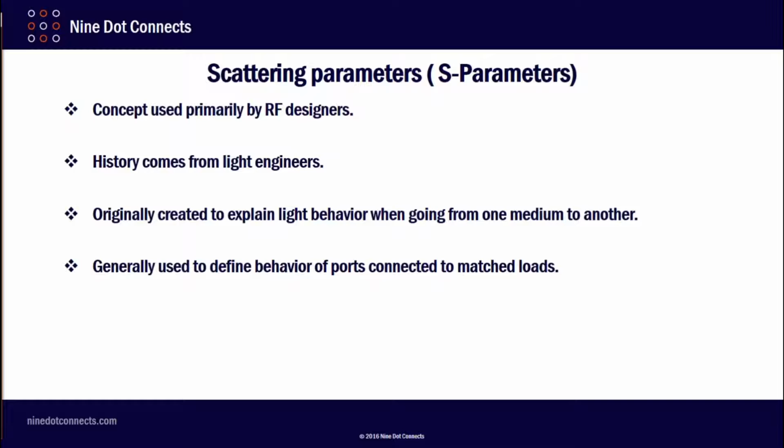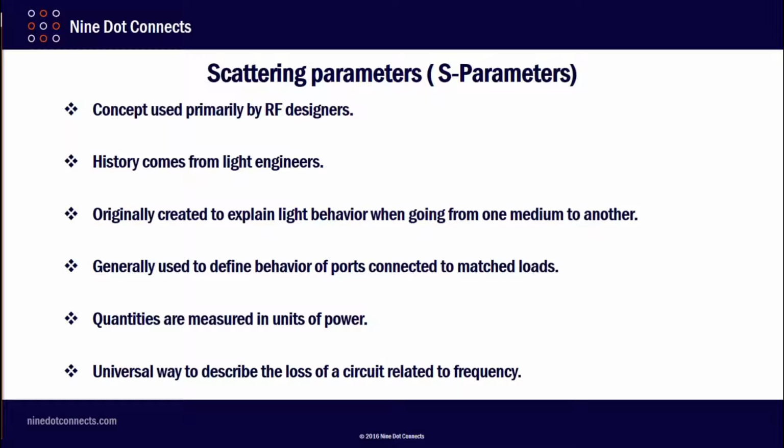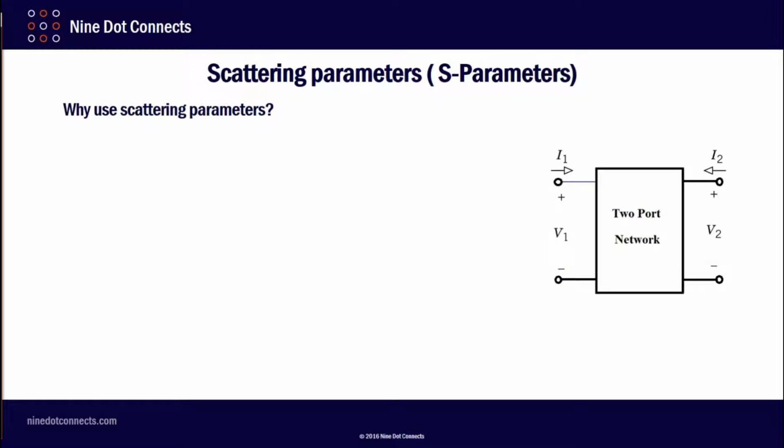Generally used to define behavior of ports connected to matched loads. Quantities are measured in power, or units of power. It is a universal way to describe the loss of a circuit related to frequency. So you may be asking, why use scattering parameters? Because most of us have taken a circuits class and we learned what a two-port network was, and we learned how to do analysis based upon current and voltage.